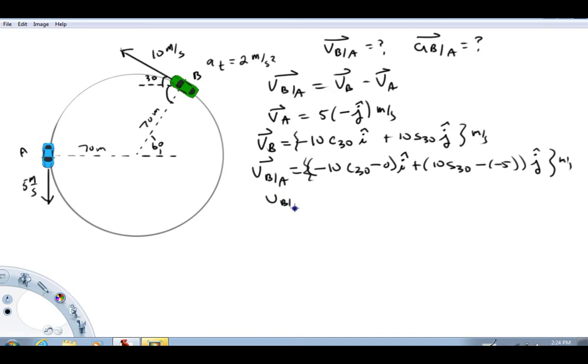So it's pretty easy to calculate this. Minus 10 cosine 30 is equal to minus 8.66 i plus, and 10 sine 30 is 5, minus a minus 5 is plus 10 j. And again, these are in units of meters per second. So there's the velocity of B with respect to A. We've got the velocity vector.